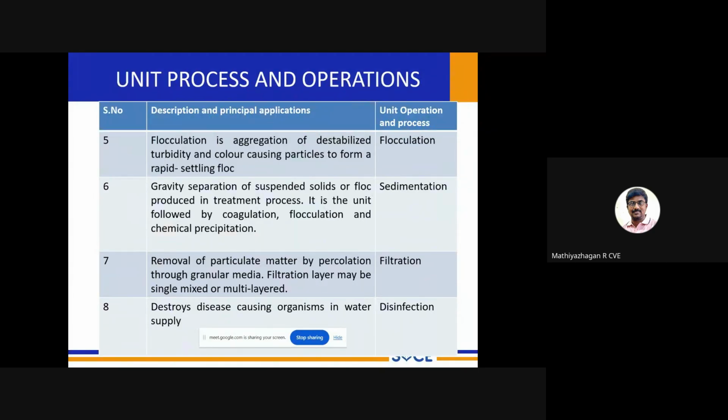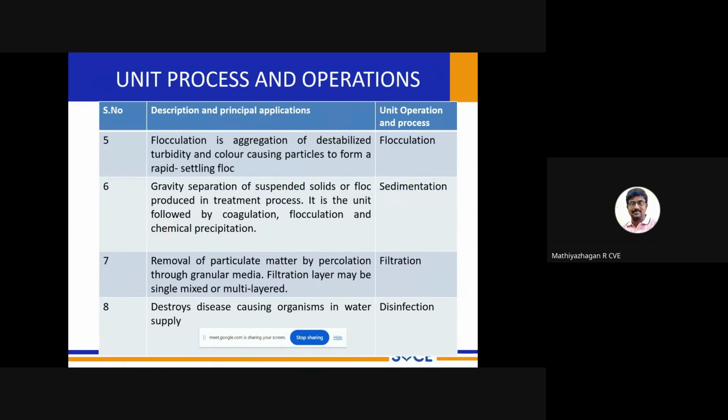So we can't settle down the entire settleable solids in a particular settling tank alone. Therefore, if any suspended solids escape from the sedimentation tank, we can filter them in the sand filters. So we are using a sand filter to filter the remaining suspended solids present in the clarified water.